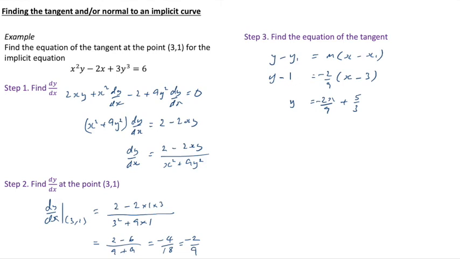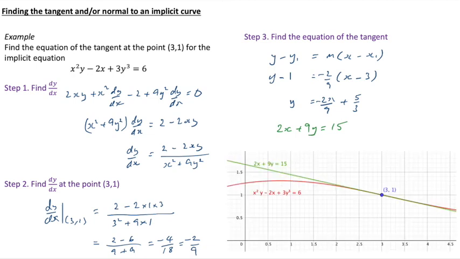And we can tidy that up into a y equals mx plus c form. I'll let you faff about with the arithmetic, but we end up with y equals minus 2x over 9 plus 5 over 3. And we can, if we like, make that into a standard form which is rather neater. So by multiplying through by 9 and rearranging, we get 2x plus 9y is equal to 15. And we can have a look at a little picture of that because it's nice. The red curve, that's our implicit curve, and then we can see the tangent at 3, 1.